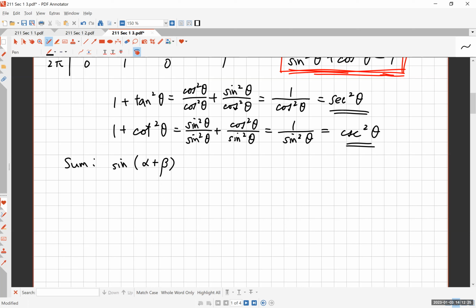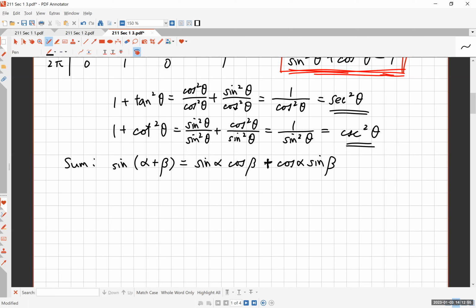Spelled this way. You should practice writing your Greek alphabet letters because these appear quite a bit. Okay, sine of alpha plus beta is equal to... and in your trig class, I think you probably learned this by drawing some pictures and struggling with this. It's not so easy, but not so hard to prove that sine of alpha plus beta is sine alpha cosine beta plus cosine alpha sine beta.